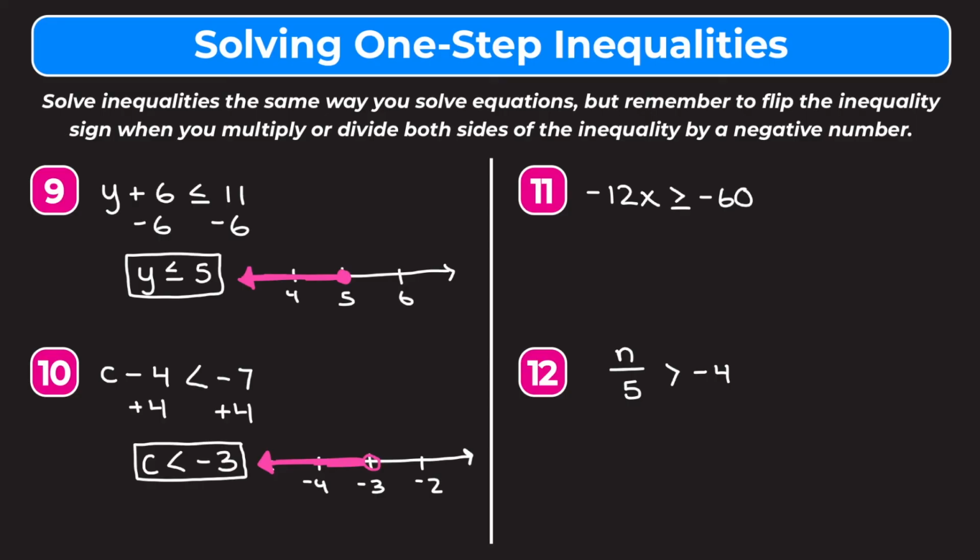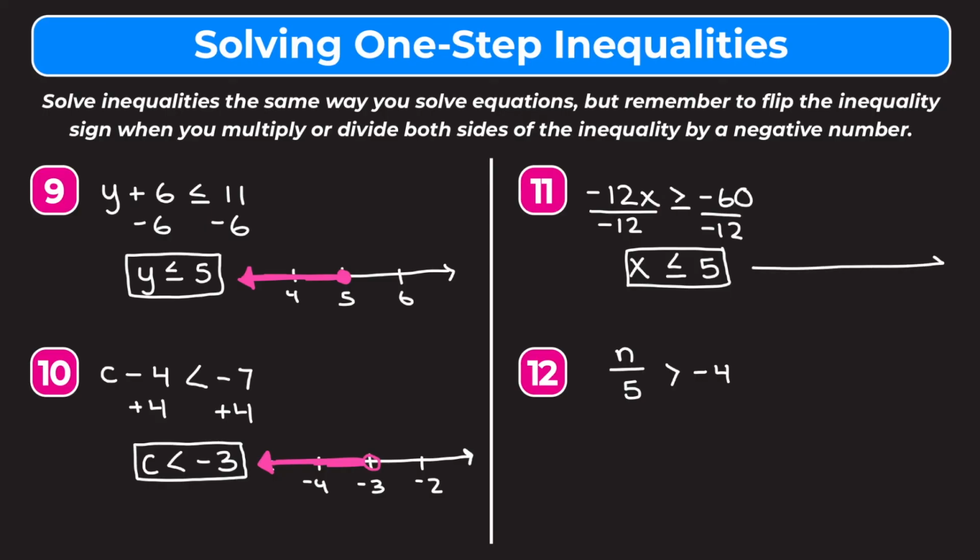Moving on to example 11, we have negative 12x is greater than or equal to negative 60. To get rid of this negative 12 that's being multiplied, we have to do the inverse, which is division. So we're going to divide both sides of our inequality by negative 12. Because we divided by a negative number, we need to flip our inequality sign, so I'll do that first. And now on the left side, negative 12 divided by negative 12 is 1, so we're left with 1x, or x. And on the right side, negative 60 divided by negative 12 is positive 5. So we get x is less than or equal to 5.